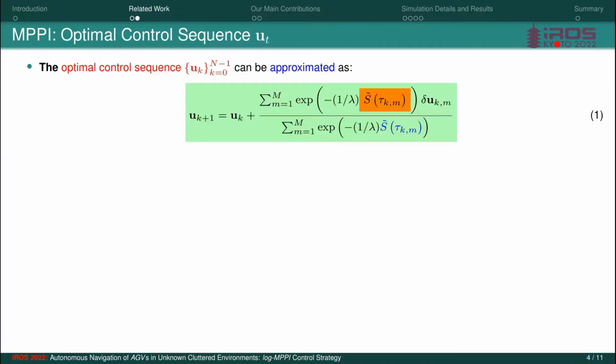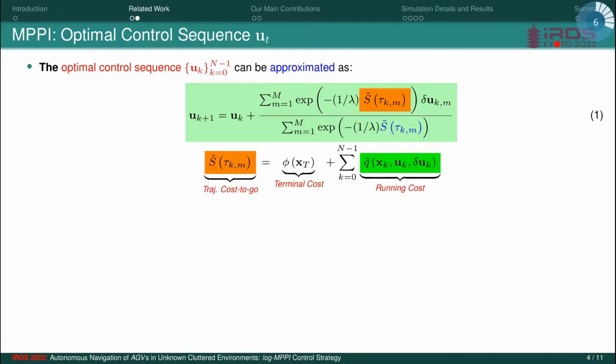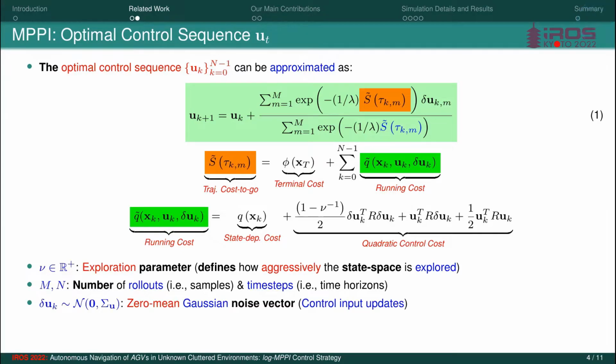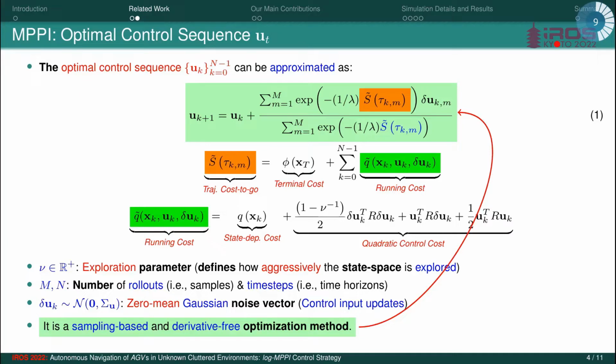This optimal control sequence can be updated using this equation, where the cost-to-go of each trajectory equals the terminal cost and the running cost, while this running cost is equivalent to the state-dependent cost and the quadratic control cost, where nu refers to the exploration noise, which defines how aggressively the state space is explored. M and N refer to the number of trajectories within a time horizon, while delta U is a zero-mean Gaussian noise that represents the control input updates. We can clearly see that this control law is derivative-free, and there is no need for derivative information to find the optimal solution.